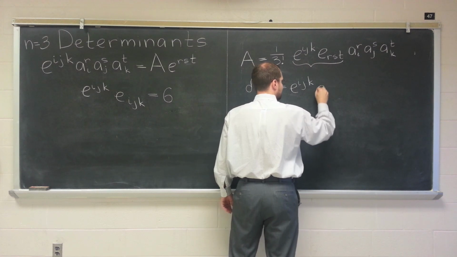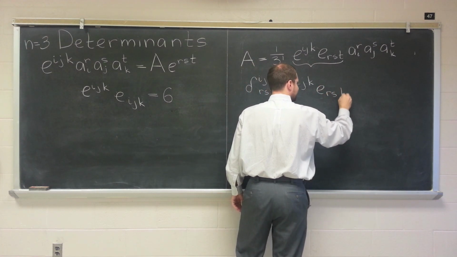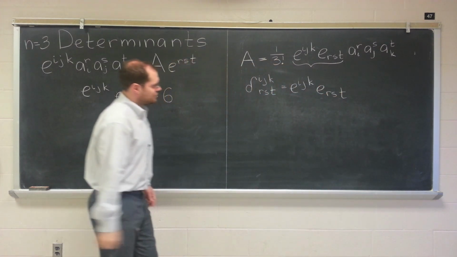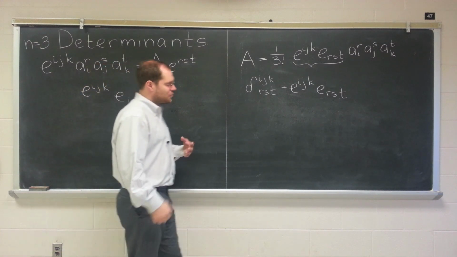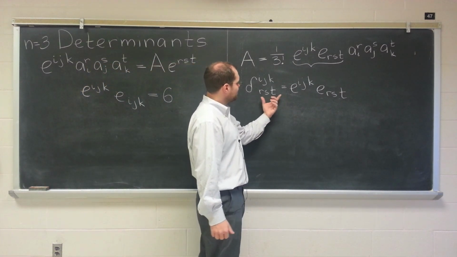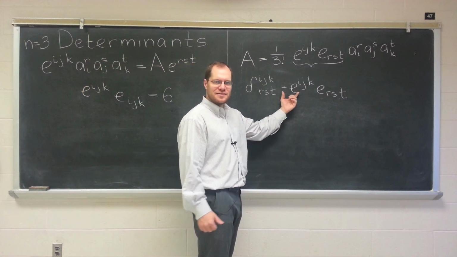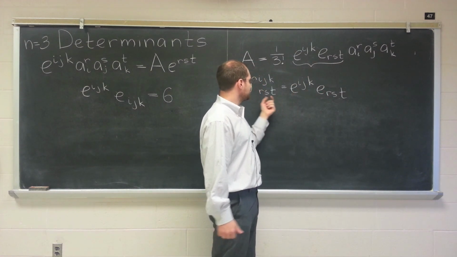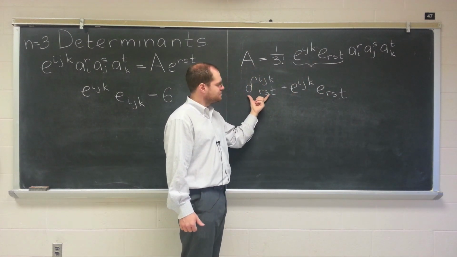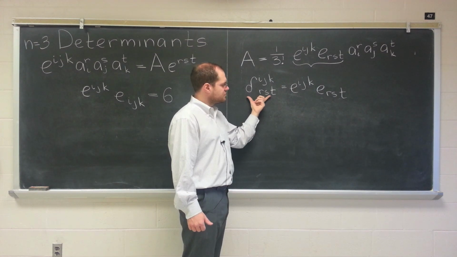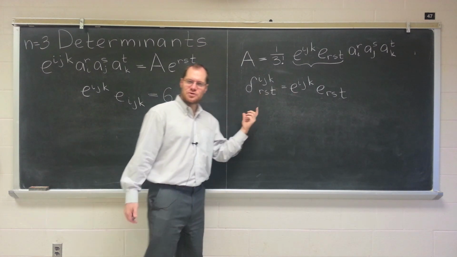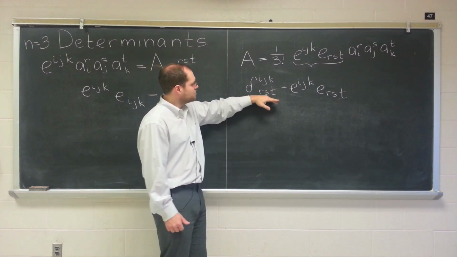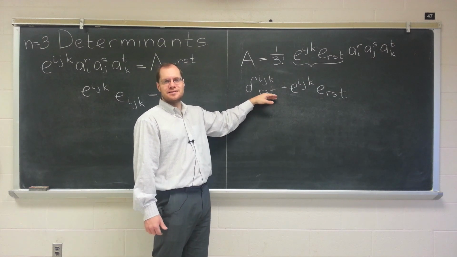E, I, J, K, E, R, S, T. So, several benefits, more than meet the eye. The most important, well, not the least important benefit is that it combines the two E's, the two permutation symbols, into something more compact. But the much more important application stems from the properties of this delta system.